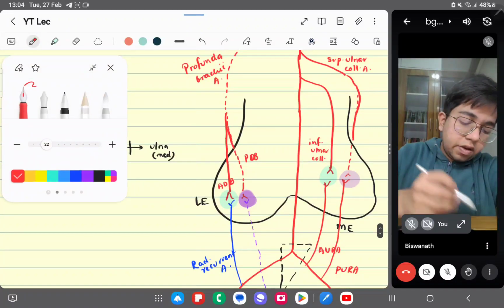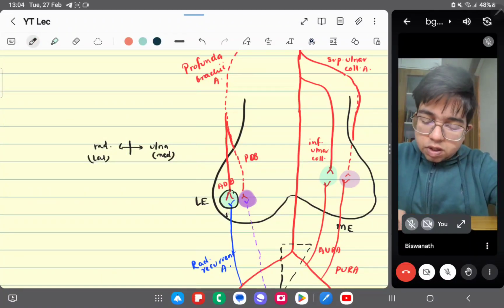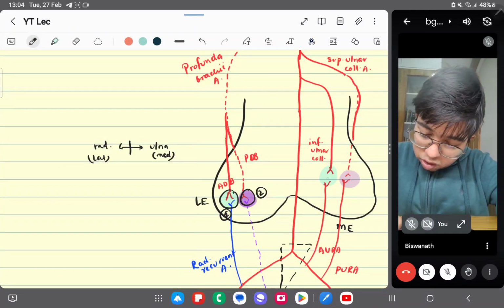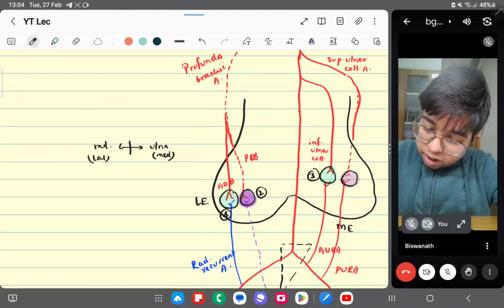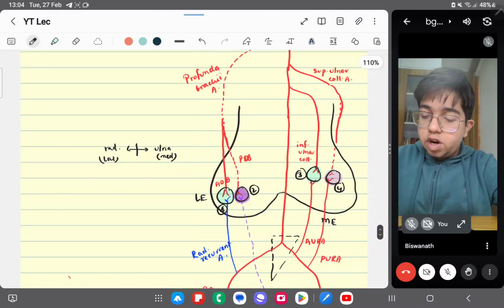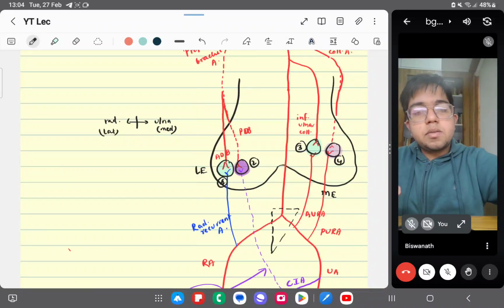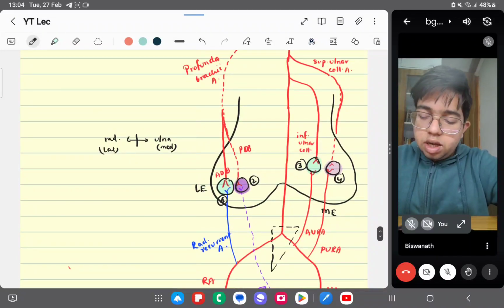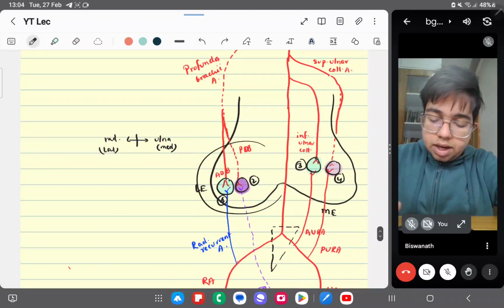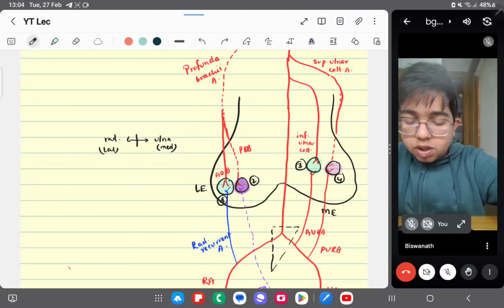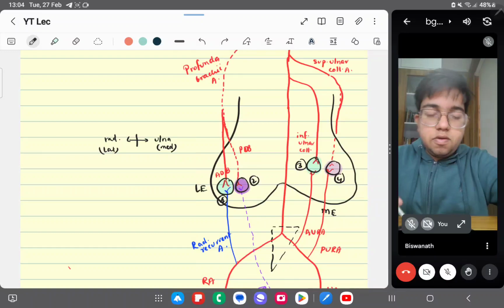So here we have 4 points of anastomosis: 1, 2, 3, and 4. Here we have 4 points of anastomosis between the arteries. Yes, here in the medial epicondyle area and the lateral epicondyle area, 2 points of anastomosis. 2 points here, 2 points here, 4 points.